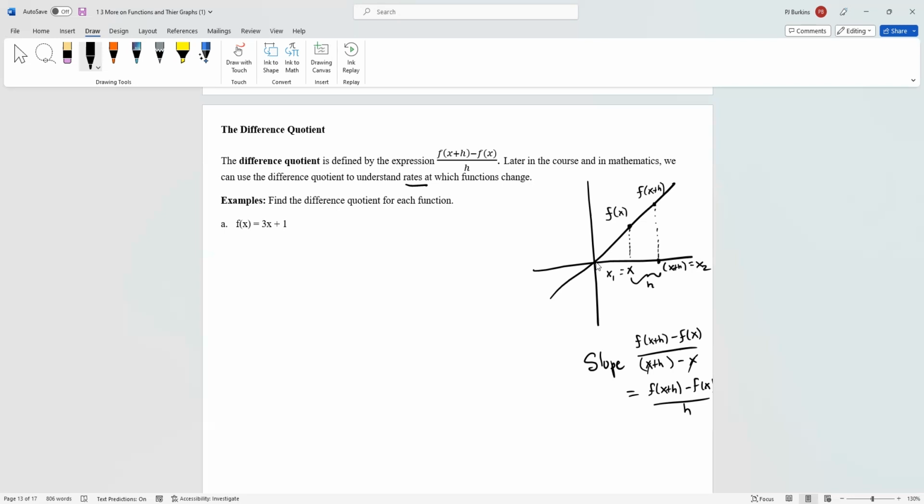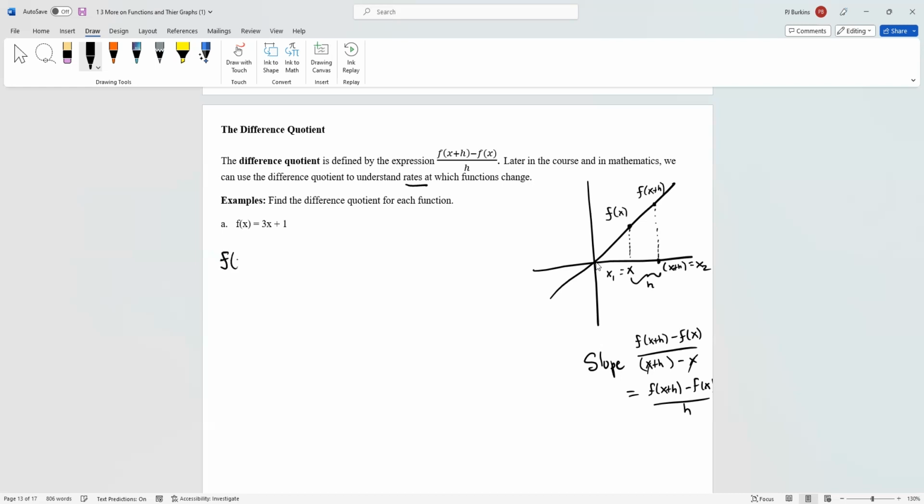So it looks weird, but it really just means plug x plus h into the function, which we've done previously, then subtract from that the original function and divide the whole thing by h. And that'll give us an expression for the slope of the function, or almost slope, I should say. I should be a little careful. There is a limit that you'll need to take when you get to calculus. All right, so let's go ahead and find the difference quotient.